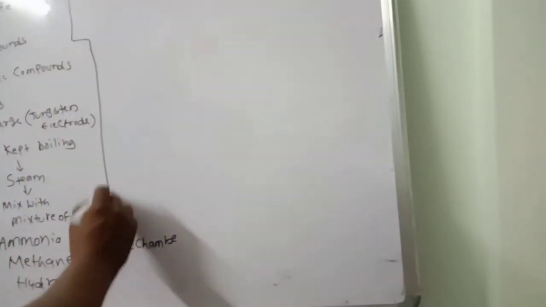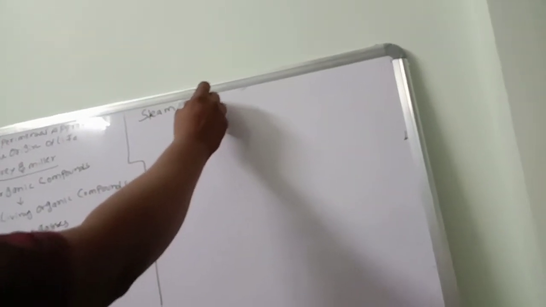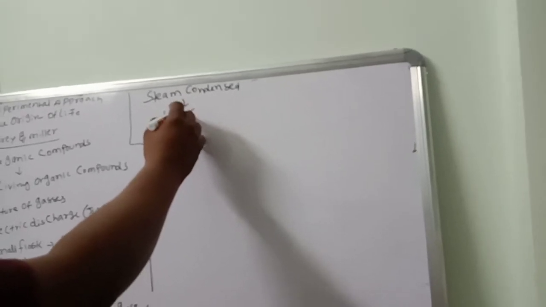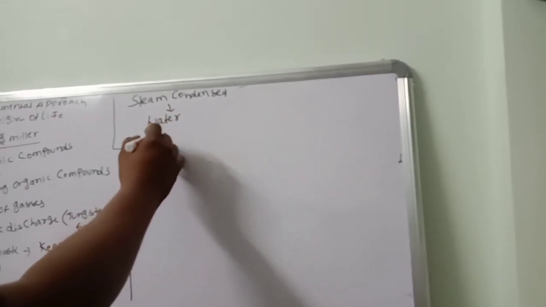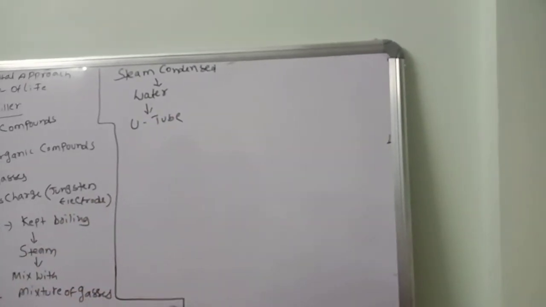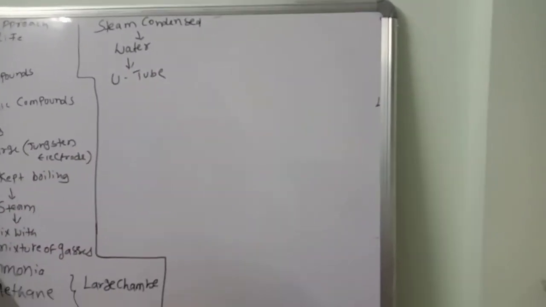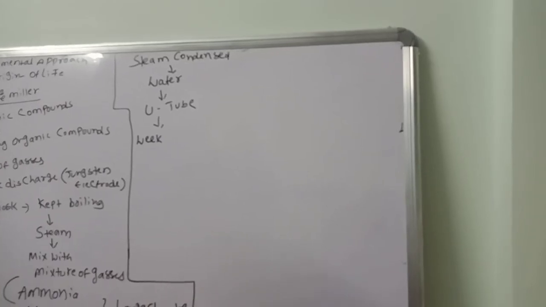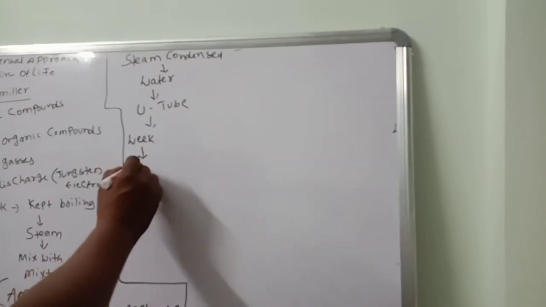Then the steam condensed to form water. The water formed then ran to the U-tube. One U-shaped tube was also arranged in that experimental apparatus. He kept it like this for one week, and later that liquid was analyzed.